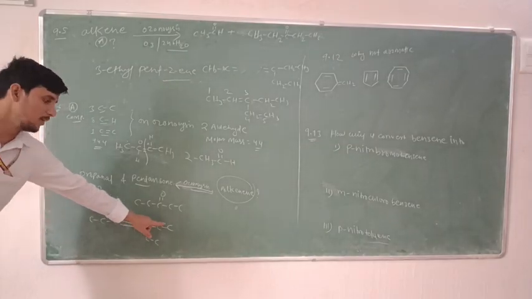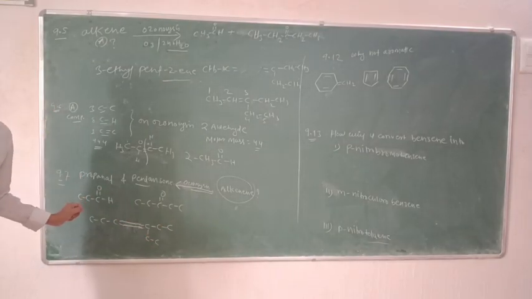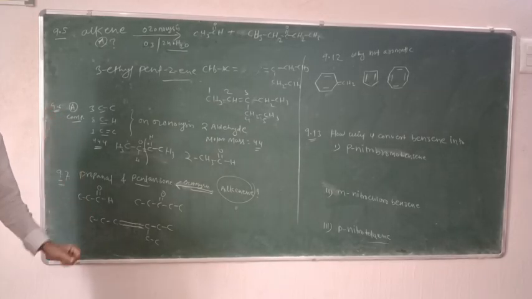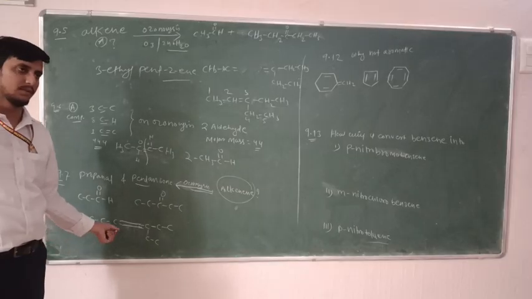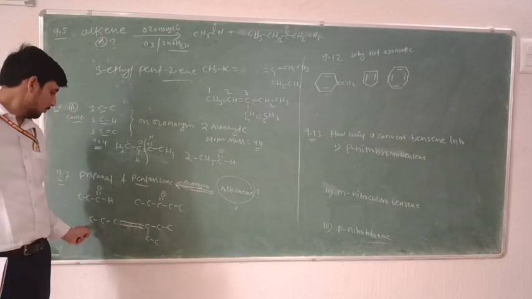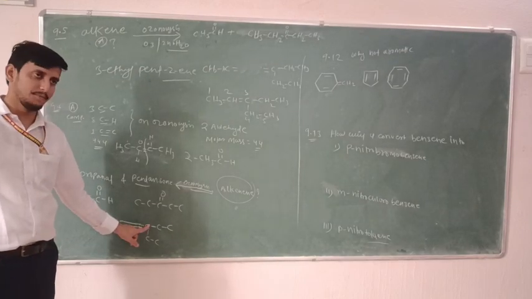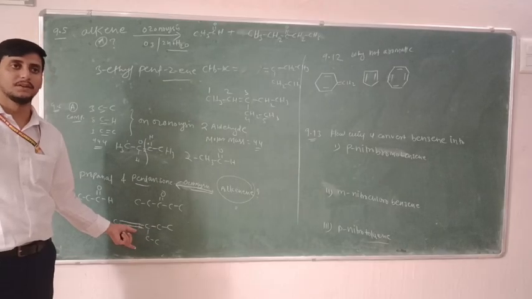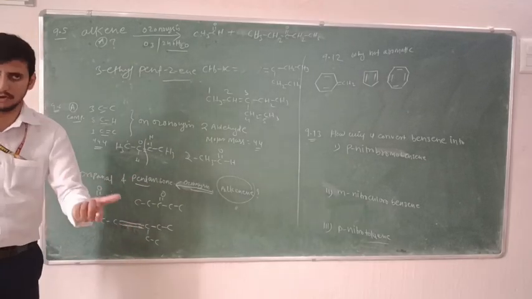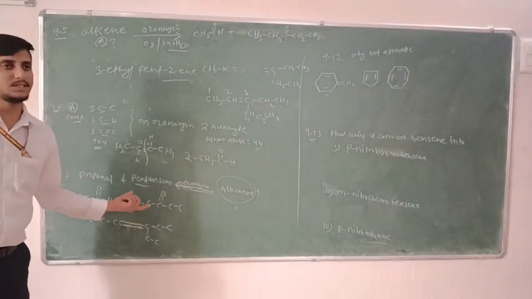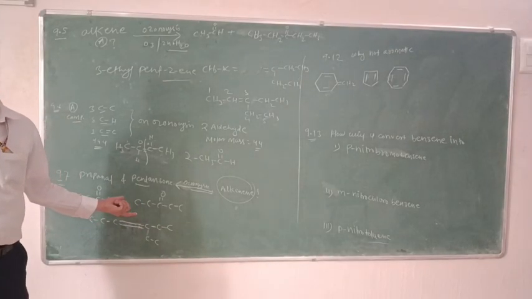Will numbering start from right to left or left to right? Numbering 1 2 3 4. Here 3 and 4. What location do we get? 3 for the double bond. First priority goes to the double bond. First check the double bond: 1 2 3, 1 2 3. Both sides we get the same.